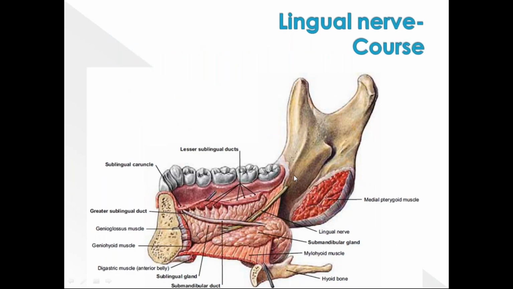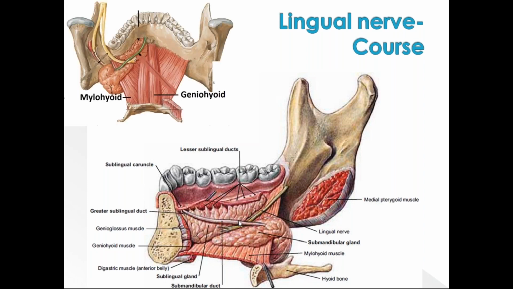Now see this picture and just see the course. Okay, so this is the third molar teeth, and you can see the lingual nerve here. This muscle is the mylohyoid muscle, and this gland is the submandibular gland. And this is the sublingual gland. You can see the lingual nerve is crossing the submandibular duct here. You can see in this picture also the inferior view of the suprahyoid part. You can see the mylohyoid muscle here, and this is the lingual nerve.